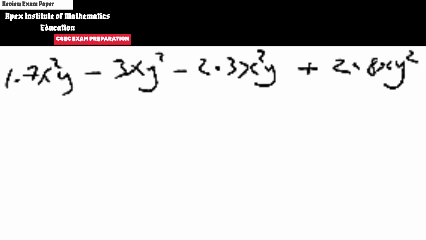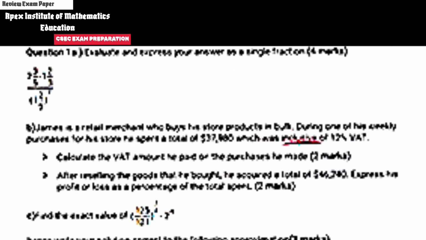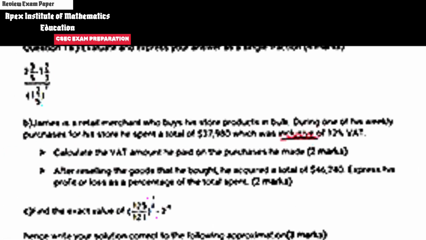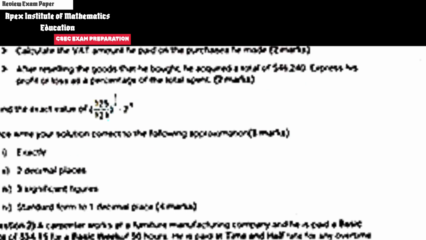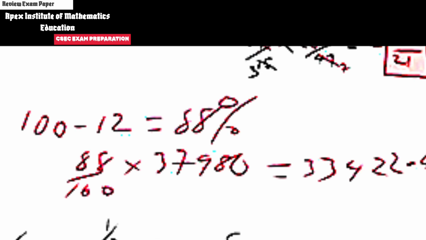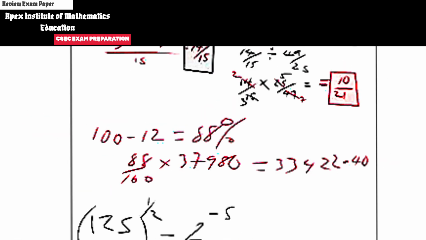After reselling the goods that he bought, let's go back to our page here, guys. So after reselling the goods that he bought, he acquired a total of 46,240. We are to express his profit or loss as a percentage of the total spent. Now, our initial answer that we had here, let's go to an empty page here, guys. All right, so let's write down a couple of things.